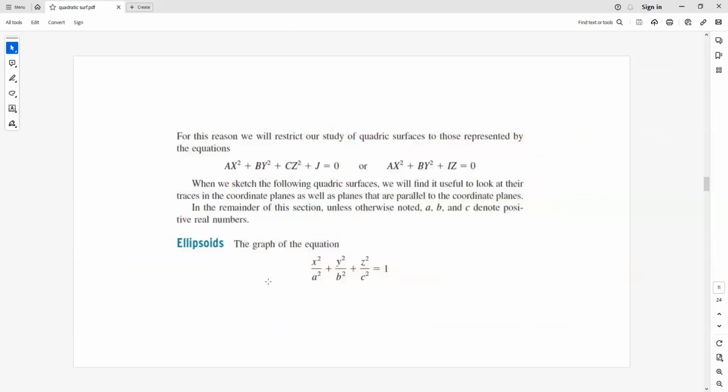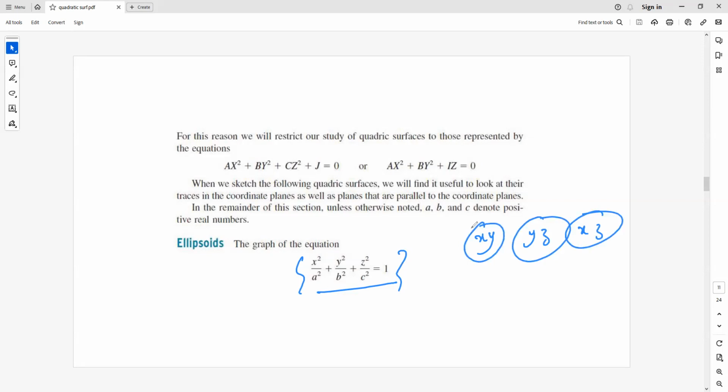So now we will see how to draw these quadric surfaces by using their traces, right? So let's move to an example. Now see here, it's the equation of an ellipsoid as we just talked about in this lesson: x squared over a squared plus y squared over b squared plus z squared over c squared equals 1. Now if we want to draw the traces of this equation, that is the traces in the xy, yz, and xz planes, we already learned what we need to do in the previous lesson, right? So now let's see how to do it.